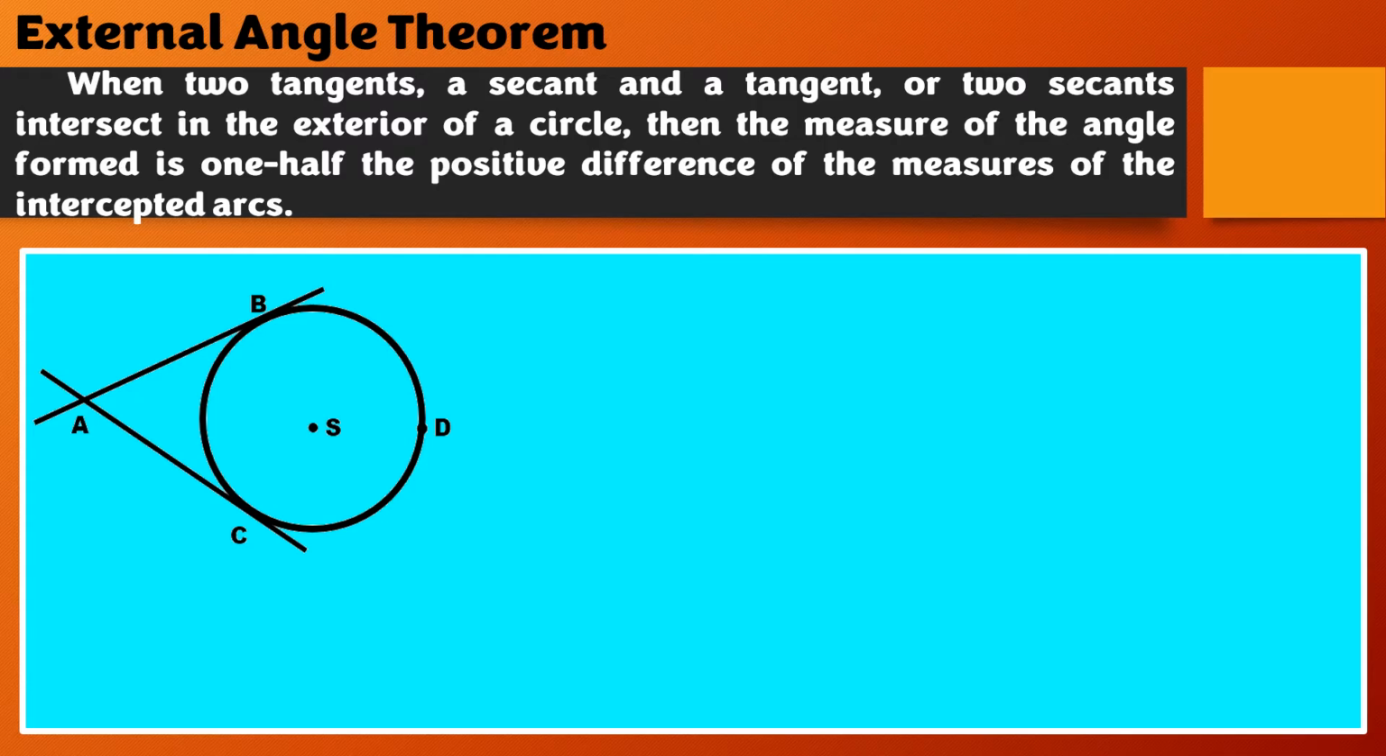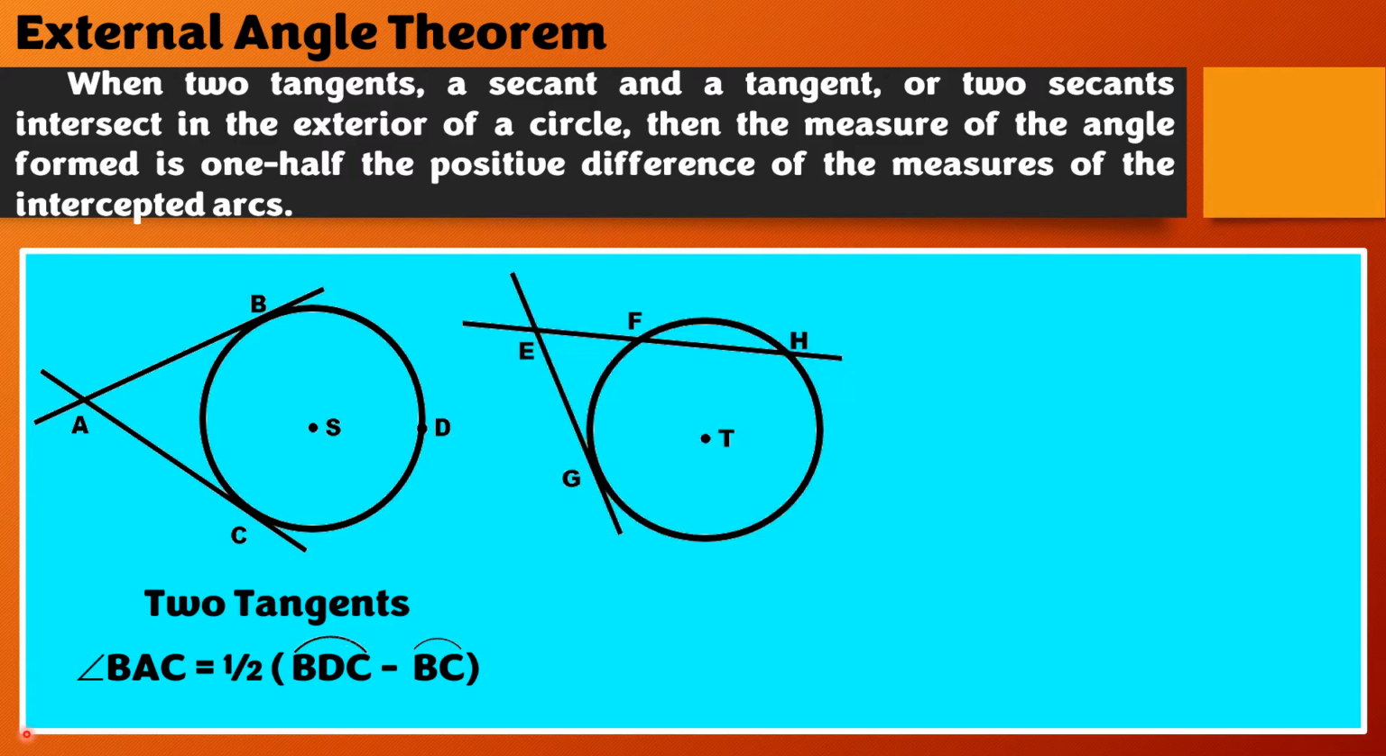As you can see in the illustration, we have two tangents, which are line AB, where the point of tangency is point B, and line AC, where the point of tangency is point C. So here, the measure of angle BAC is equal to 1/2 times the measure of arc BDC minus the measure of arc BC.